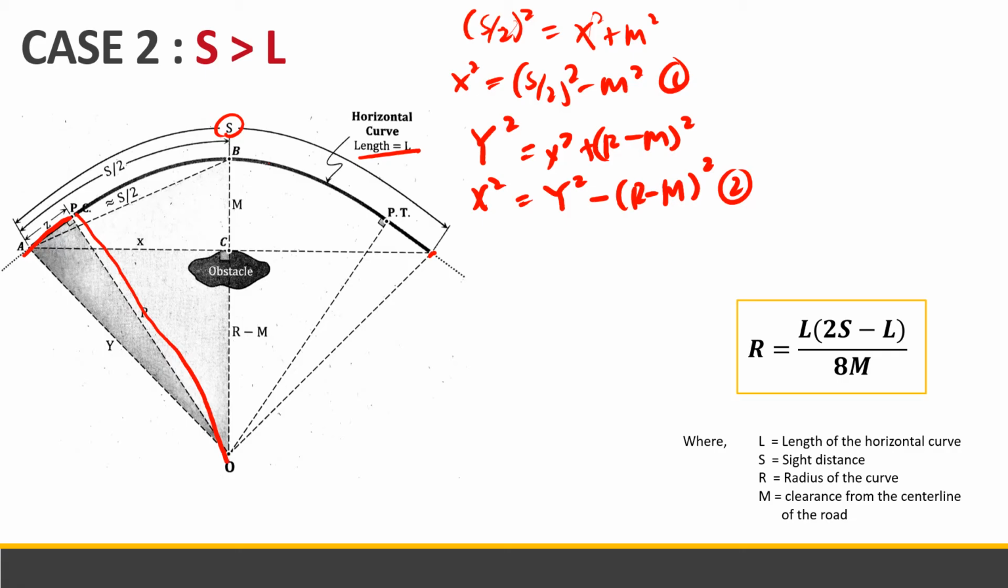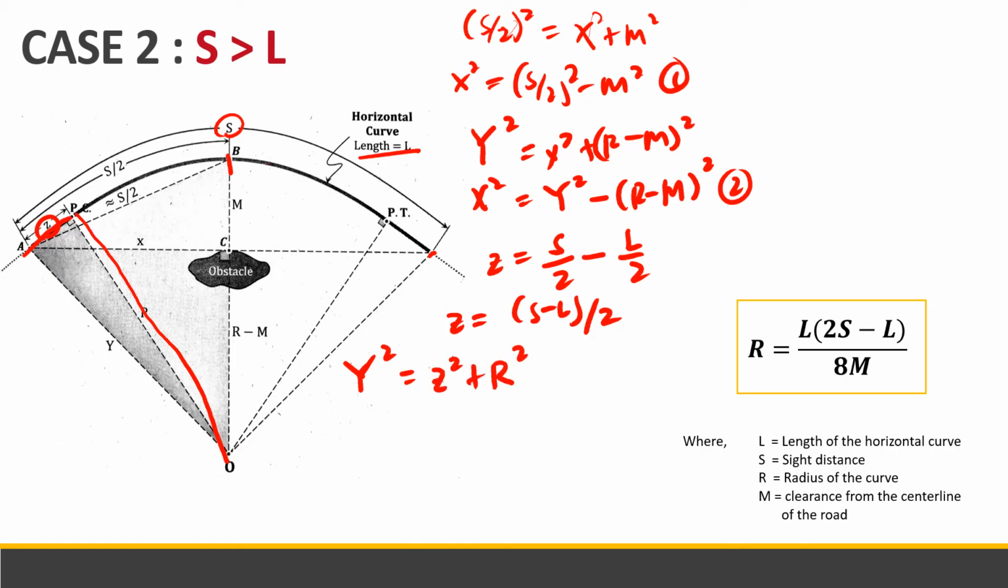We will see that Z here, the distance from A to PC, is simply the difference between the S over 2, or the half of the length of the sight distance, minus the half of the length of the curve. So Z here is equal to S minus L over 2.